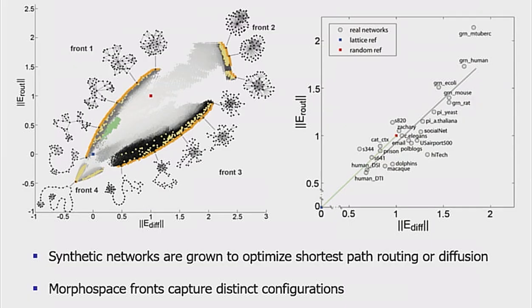The morphospace is bounded by a series of fronts or Pareto fronts, which are kind of the frontiers of what's possible in this space, and they represent distinct types of network configurations. So what you can see is in front 1, that's at the top, you see a series of networks that have very prominent community structure or modules. So they have clusters of nodes that are densely interconnected with one another but have relatively few connections with the rest of the network. And in these types of configurations, shortest path routing or routing efficiency is greater than diffusion efficiency.